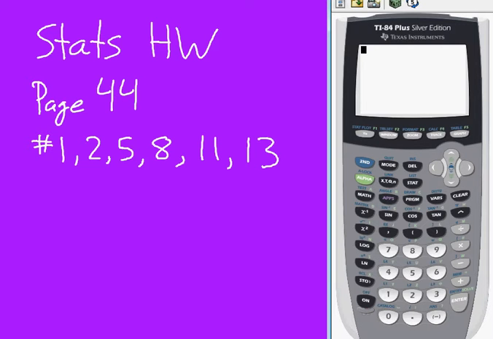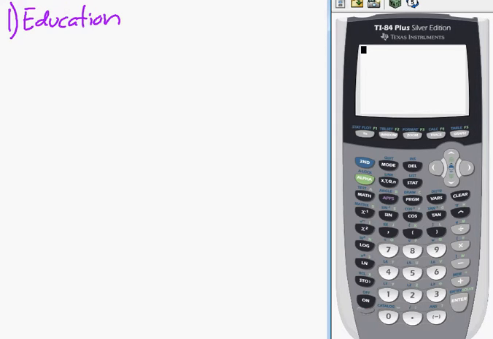This is the solution set for the stats homework, page 44, 1, 2, 5, 8, 11, and 13. Number 1 is about education. I like to start these by taking all the information from the paragraph and converting it into a nice table. I'll show you what I mean.